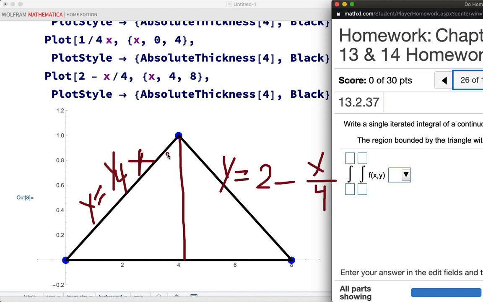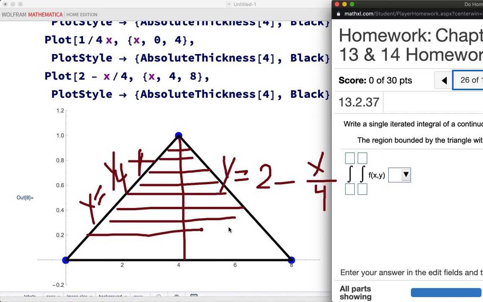We're basically integrating in this direction initially. And notice that I'm taking slices that are parallel to the x-axis, which means that my inner integral has to be evaluated with respect to x. Which means that I don't want dy dx, I want dx dy.